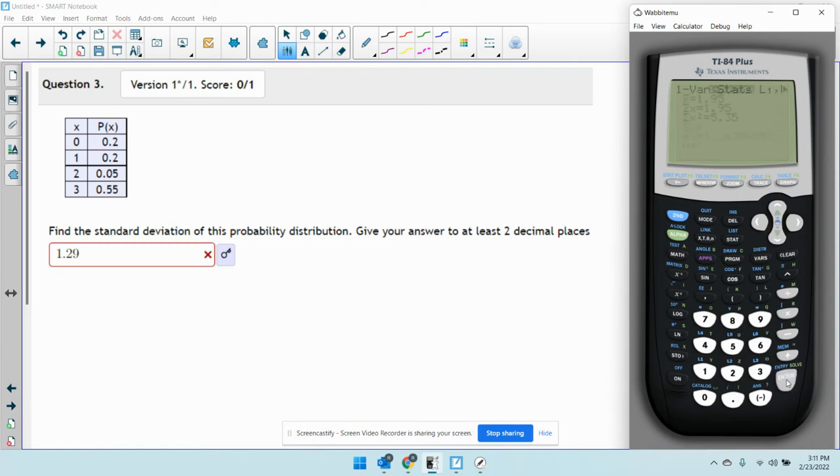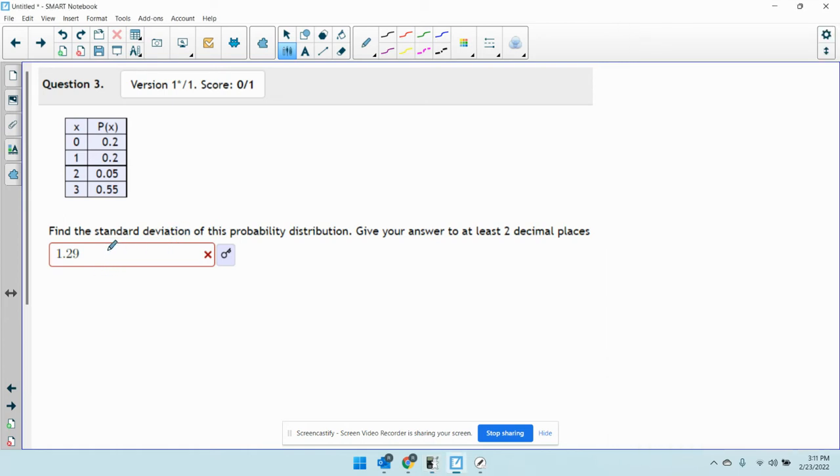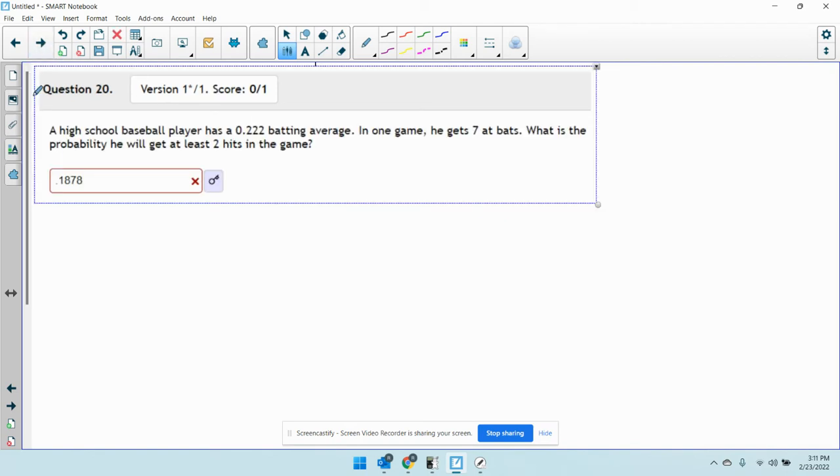We're going to hit calculate, and we're looking for the standard deviation. That would be Sx and sigma x. They only give you sigma x. So our answer is going to be actually 1.24, not 1.29. Okay, the two decimal places.